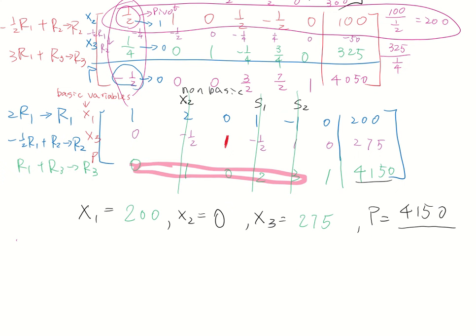So this means the company should manufacture 200 component A and 0 component B and 275 component C to make the maximum profit. And at this time, the maximum profit is $4,150.